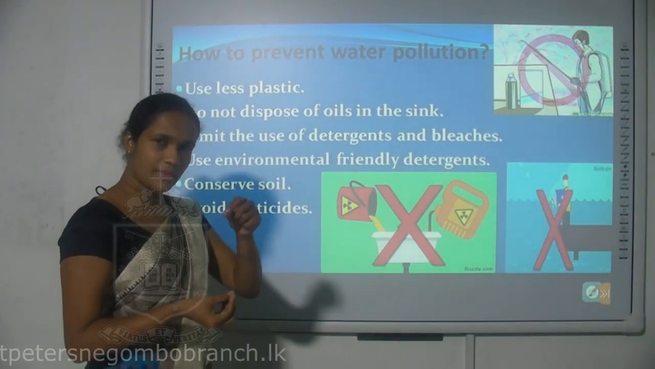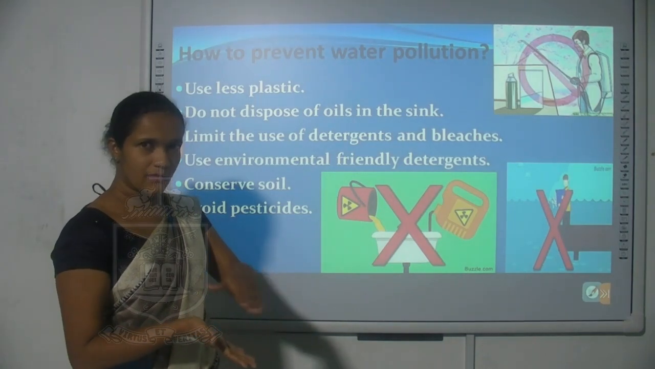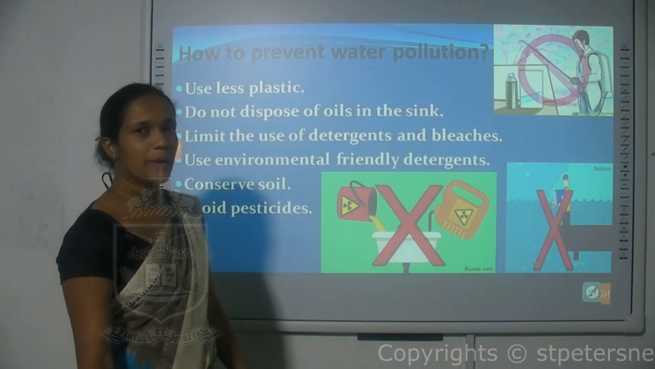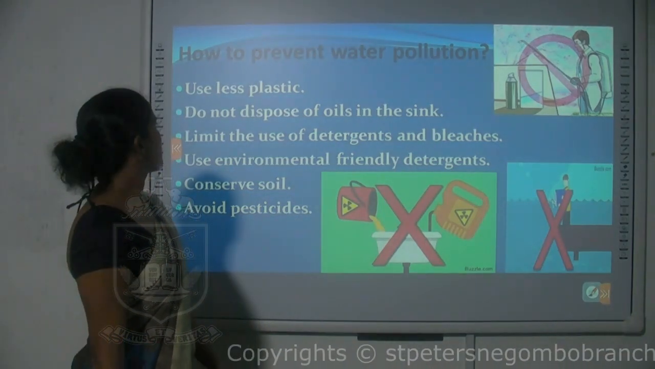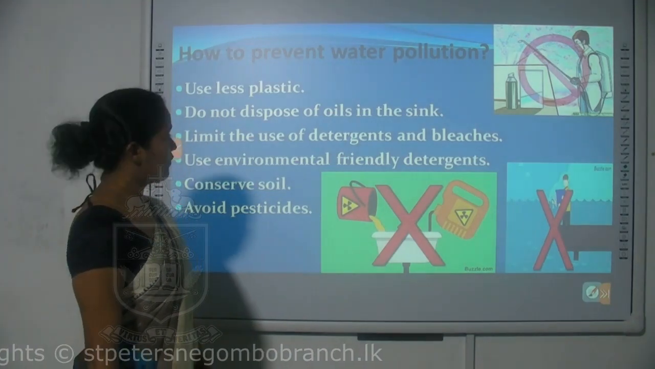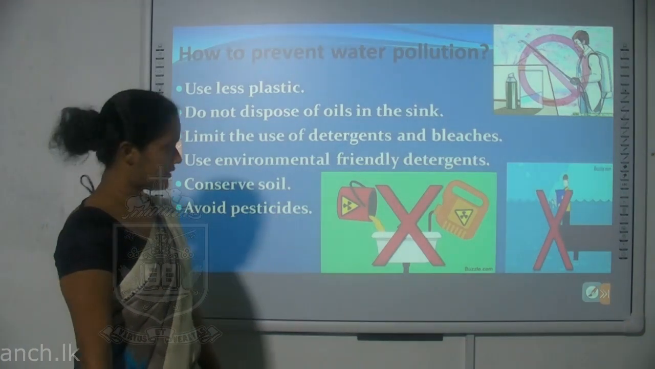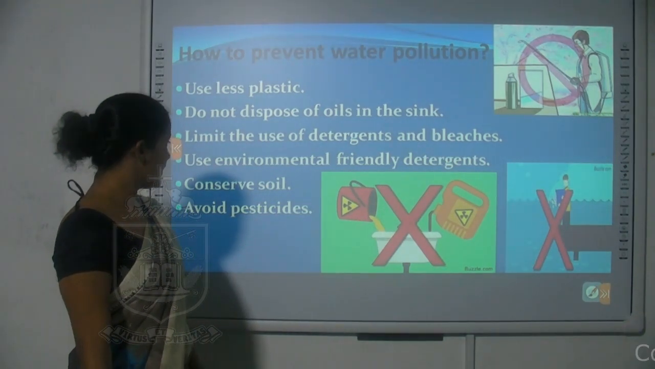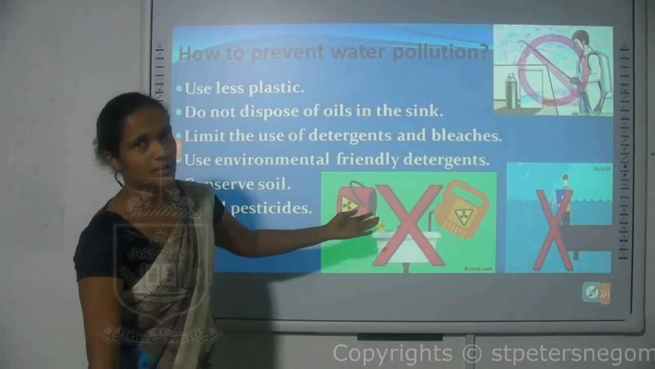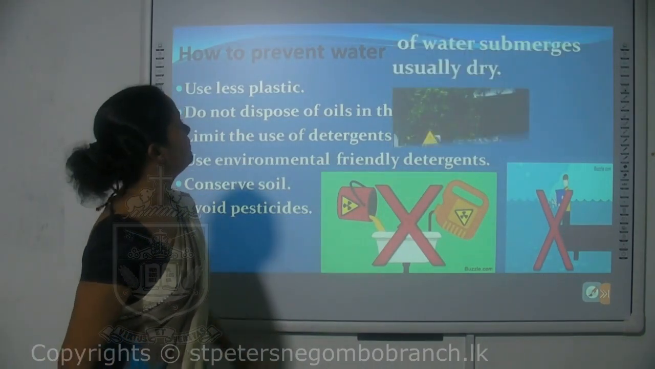If we put oils into the sinks, the oil will float on the water, which can't help in any other way. Limit the use of detergents, bleaches and washing powders. Use environmentally friendly detergents, conserve soil, and avoid pesticides. Now these are the things that you should not do in order to prevent pollution.